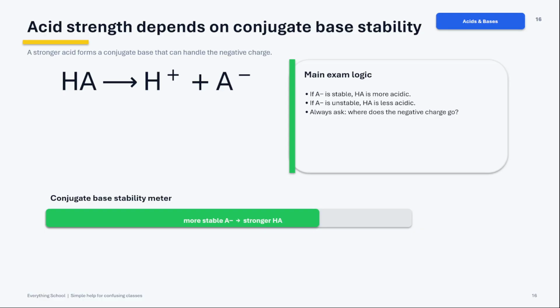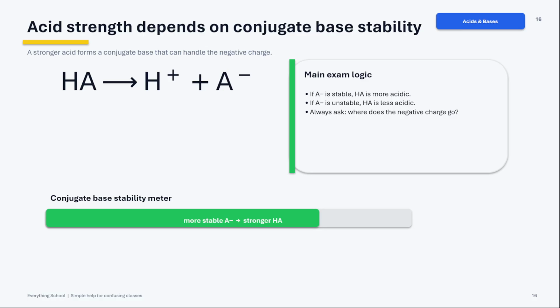Slide 16. Acid strength depends on conjugate base stability. A stronger acid forms a conjugate base that can handle the negative charge. The main exam logic is shown clearly. If A minus is stable, HA is more acidic. If A minus is unstable, HA is less acidic. Always ask, where does the negative charge go? The stability meter points to the key idea, more stable A minus means stronger HA. This is one of the best ways to think on an exam. Do not just ask whether a molecule has H. Ask what happens after that H+ leaves.